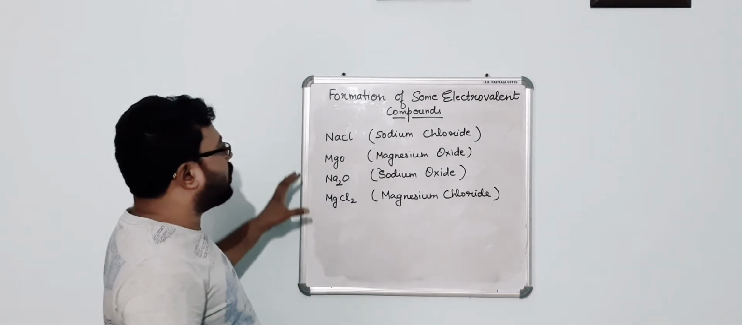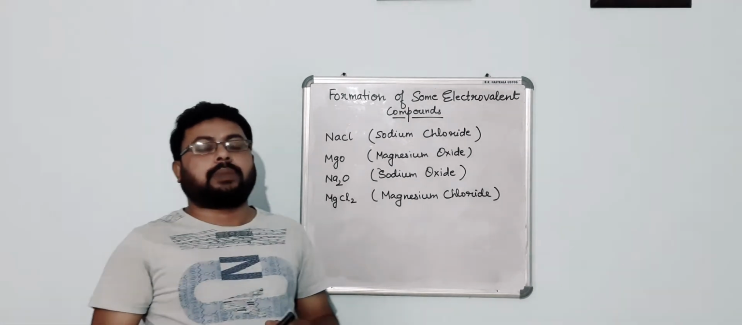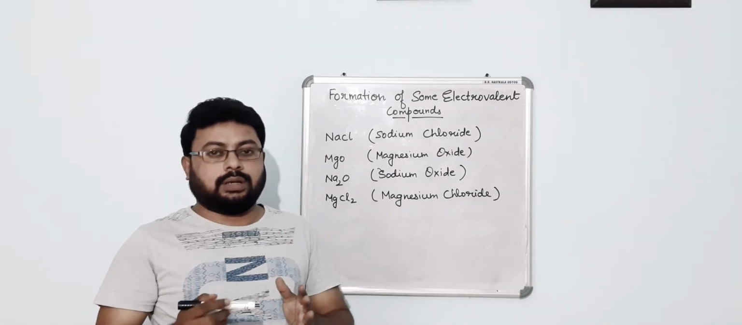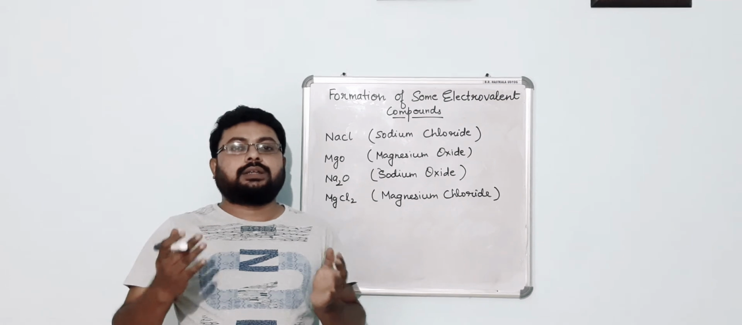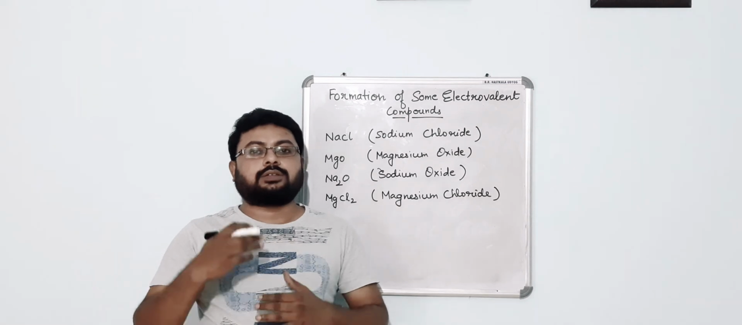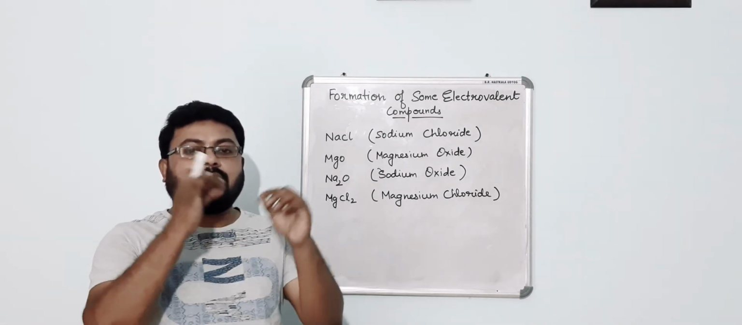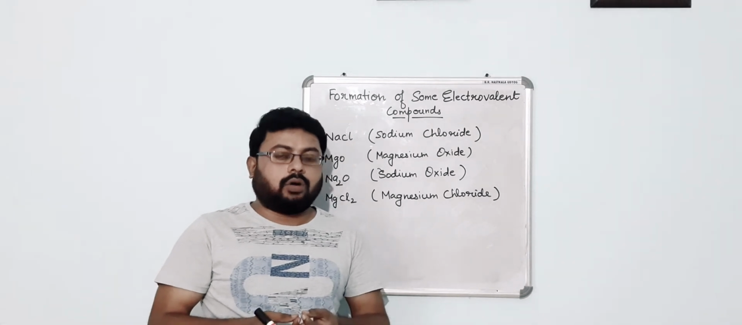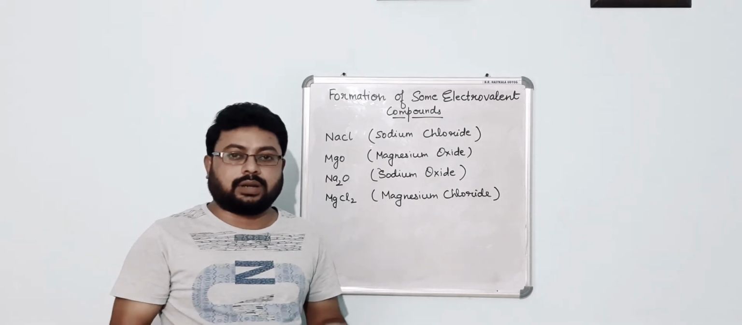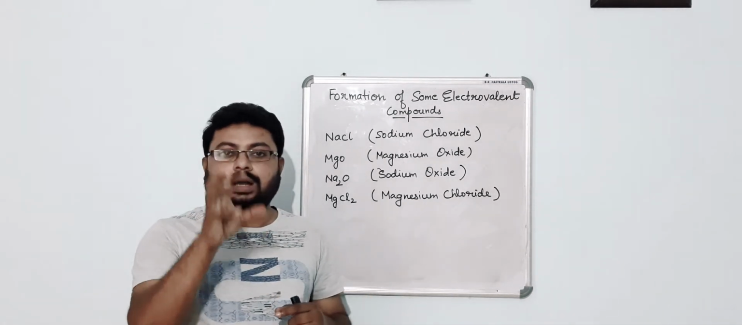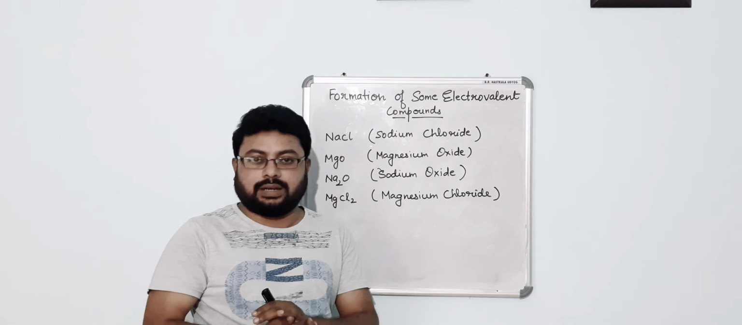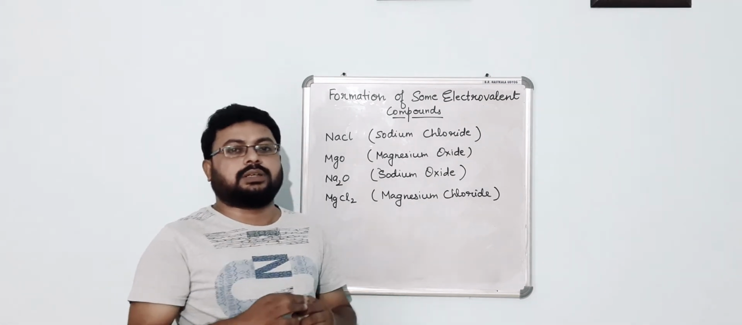Now I will be talking about how some electrovalent compounds are formed. I told you that every atom tries to attain stability. If it has more than one shell, the last shell should have 8 electrons, or the shell itself is removed from that atom. And if it has just one shell, then it should have either 2 electrons, or the shell should completely vanish. This is how atoms basically work.